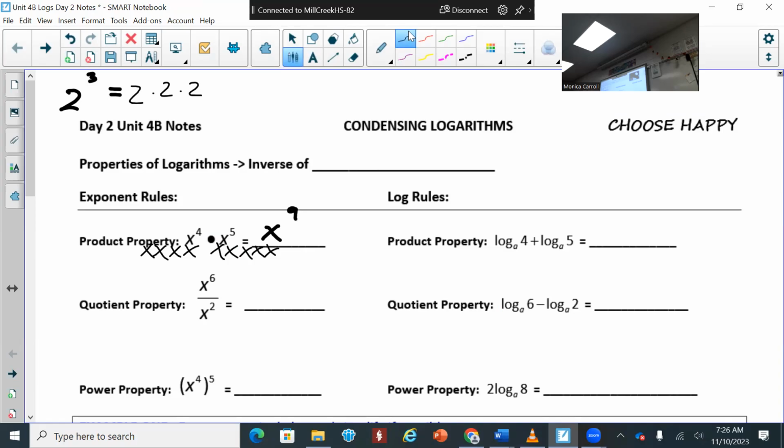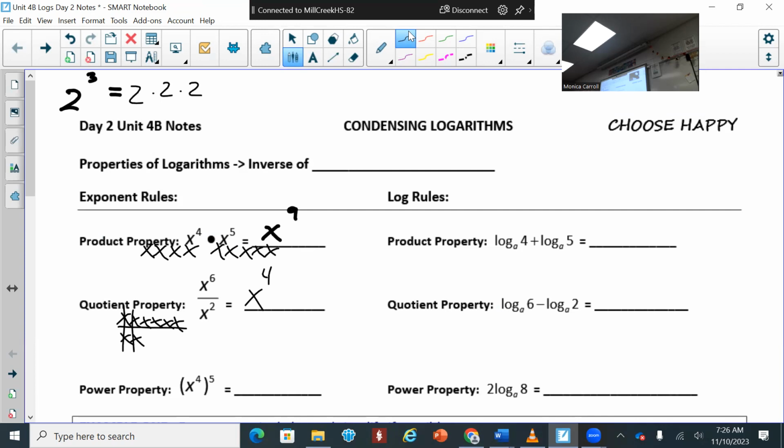So what if we're doing division? Now we're subtracting, because this is like, got 6 x's, and we're dividing that by 2 x's on the bottom. 2 of those guys are going to cancel out. That's why we're subtracting. That would be 4 x's being multiplied together is the result.